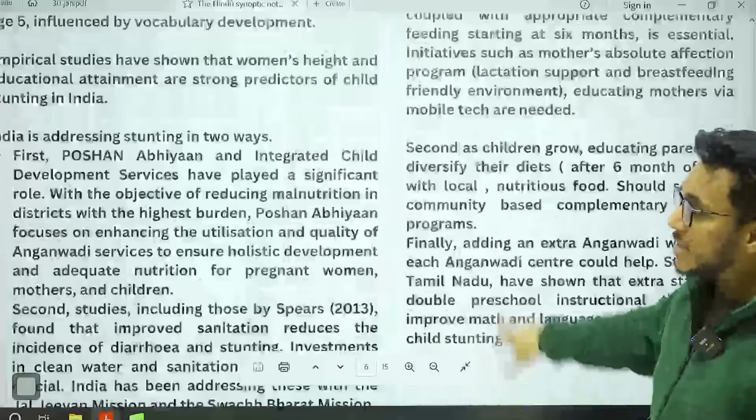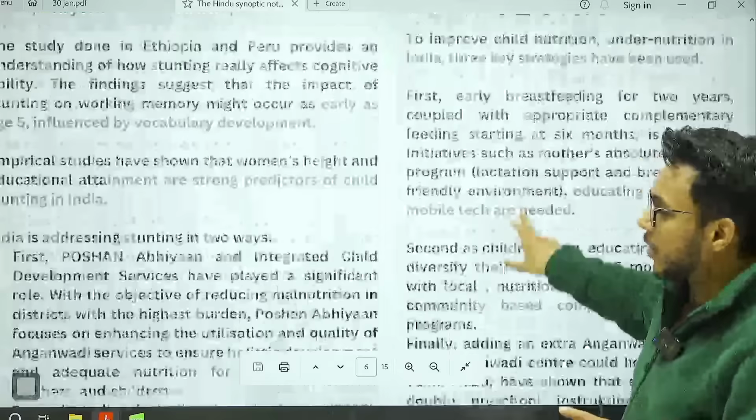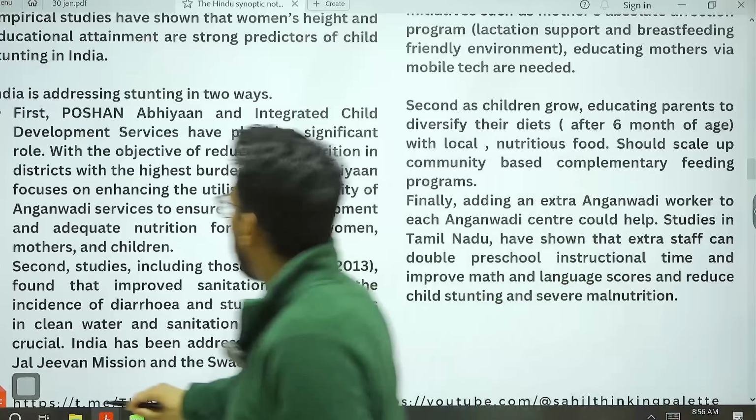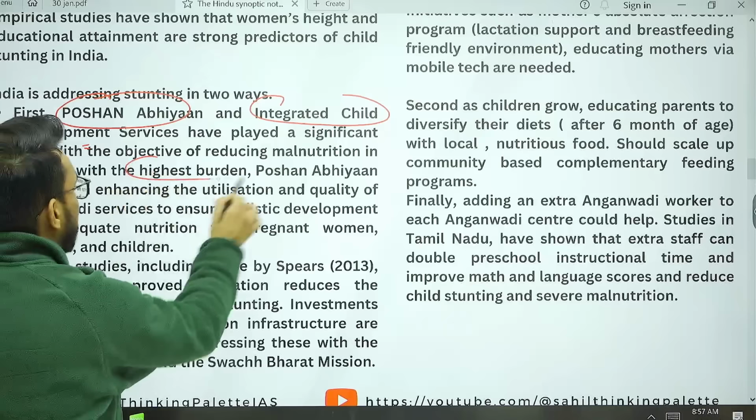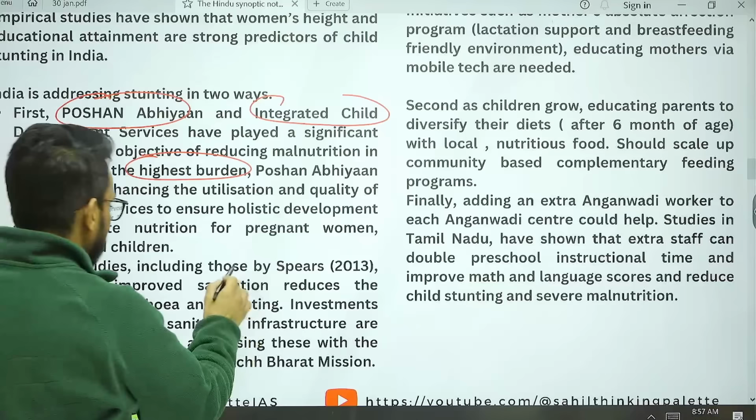Now, what is the government doing in this particular direction? The government has made certain considerable investments. And what investments has the government made? First of all, the government has come out with the Poshan Abhiyan and Integrated Child Development Service Scheme, in which supplementary nutrition is being provided to the children, and specifically districts with the highest burden of stunting are being focused on.